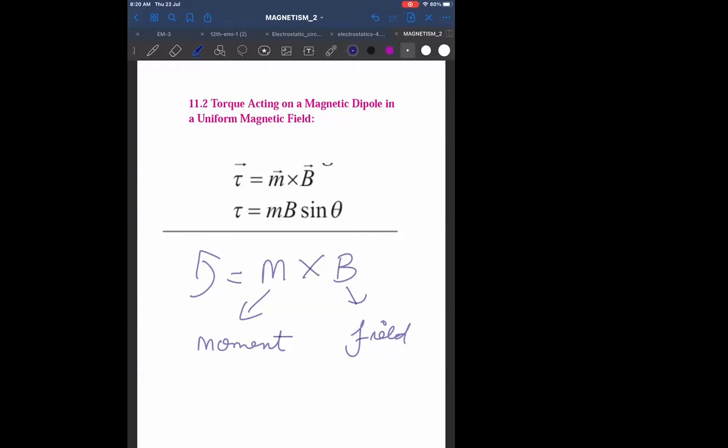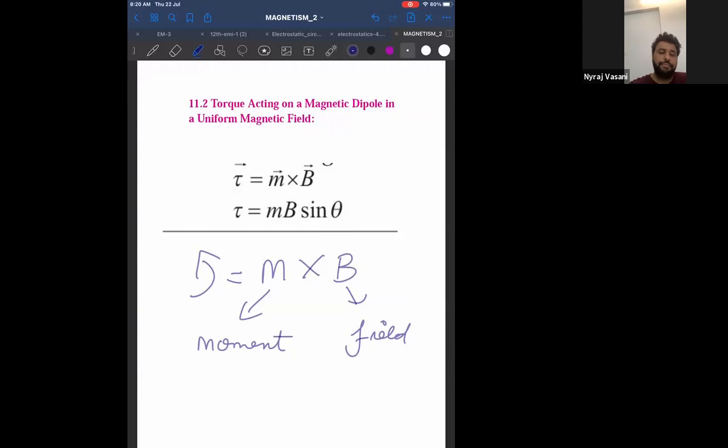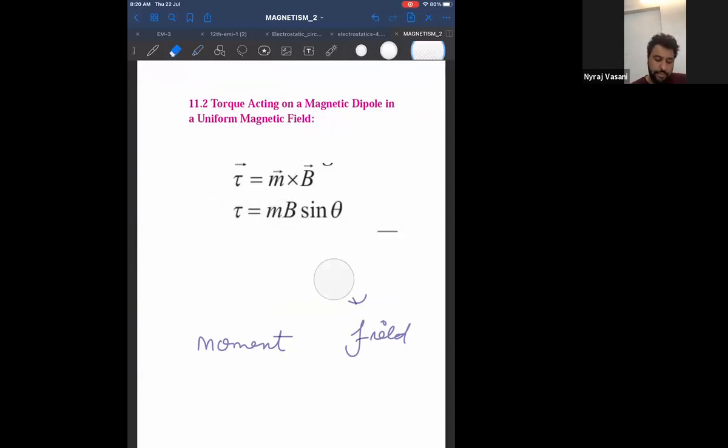Written, everyone. This is the formula for torque, which you should remember. Everyone switch on your cam. Torque is equal to M cross B, or torque is equal to MB sine theta. Is it clear? Torque is equal to M cross B, or torque is equal to MB sine theta.